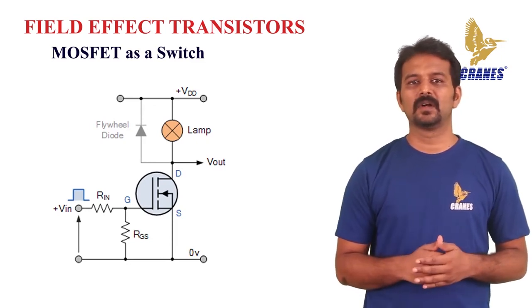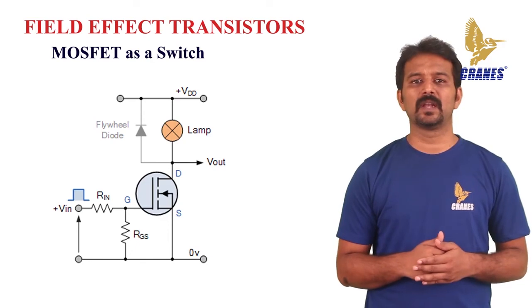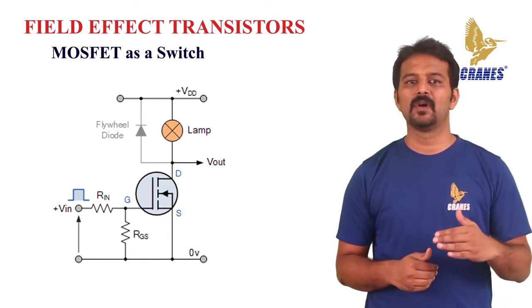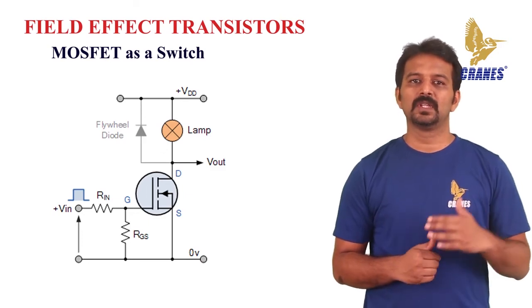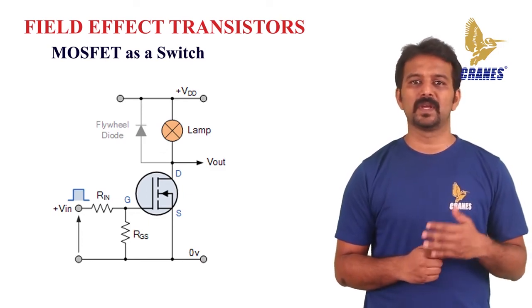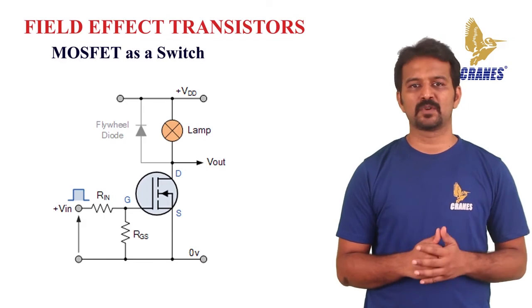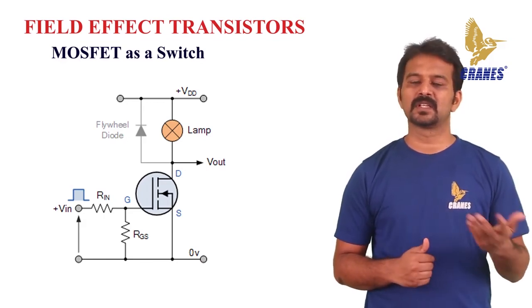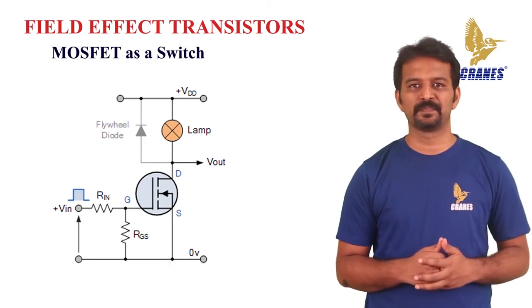In this circuit arrangement, an enhancement mode N-channel MOSFET is being used to switch a sample lamp on and off. The positive gate voltage is applied to the gate of the transistor and the lamp is on, or at 0 voltage level the device turns off. That is, VGS is 0.